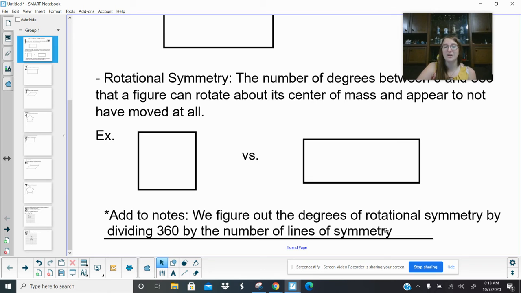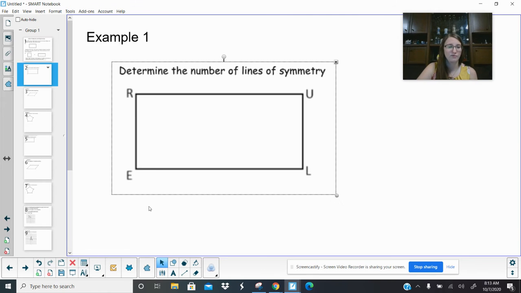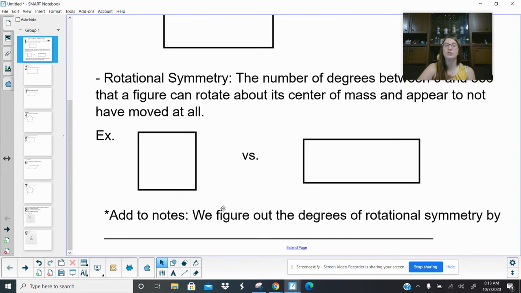Now this is actually right here. Oh, whoops. Well, whatever, doesn't matter. You need to add this to your notes wherever you have space if you're in the packet, because you don't have this in your notes.